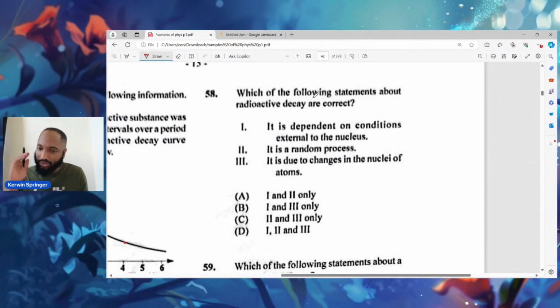That's in the first paper that we do. Which of the following statements about radioactive decay are correct? It is a random process. This is true. It is due to changes in the nuclide of atoms. This is true. It is dependent on conditions external to the nucleus. That's not true. Now 1 and 2 can be true at the same time. So the answer is 1 and 2, which is C. Understand? This and this can be true at the same time.